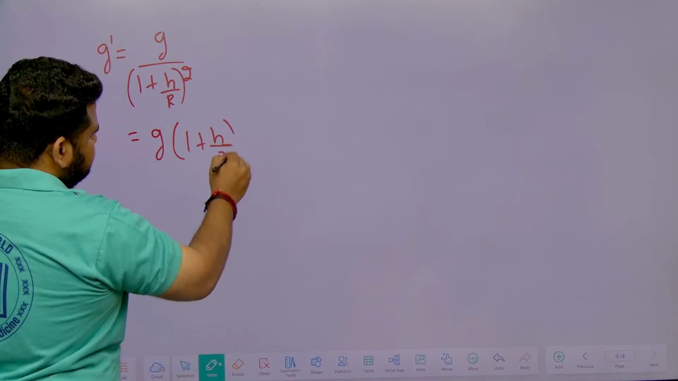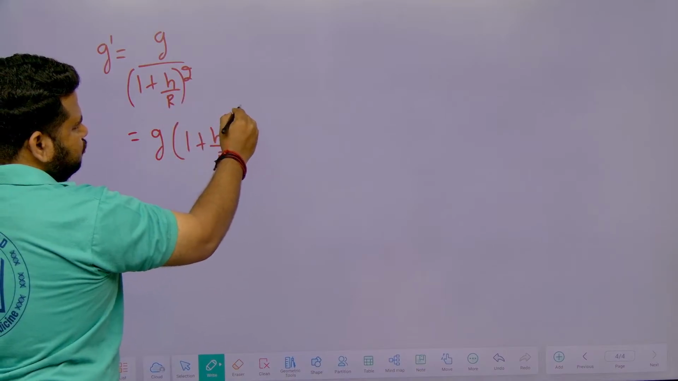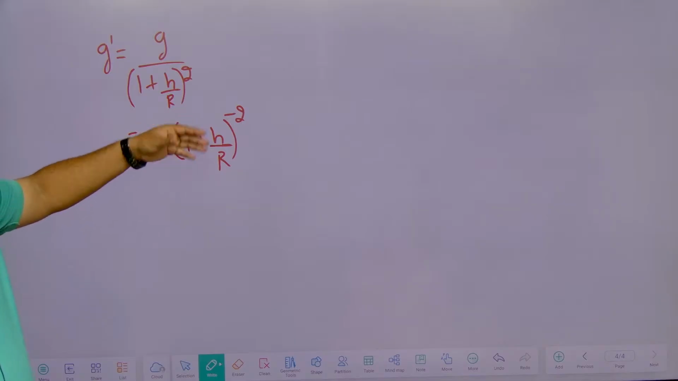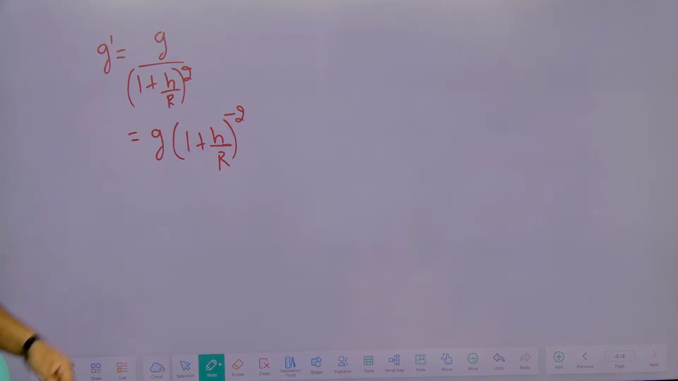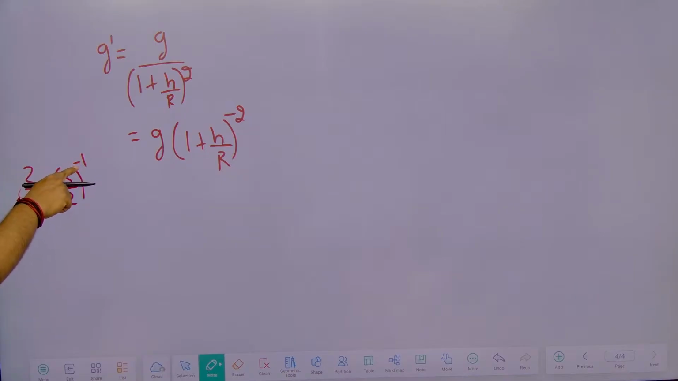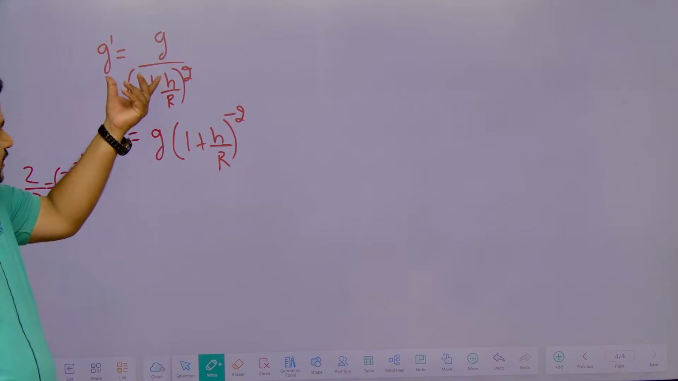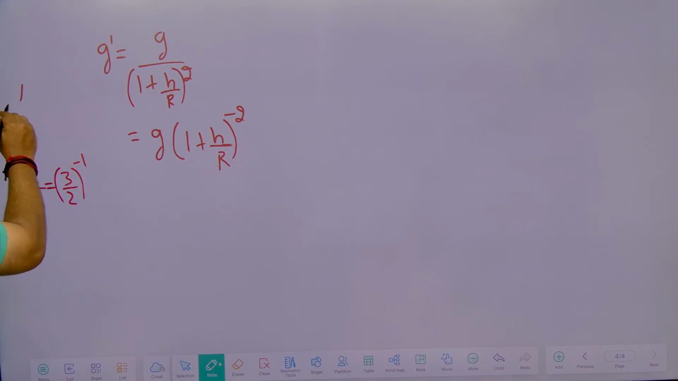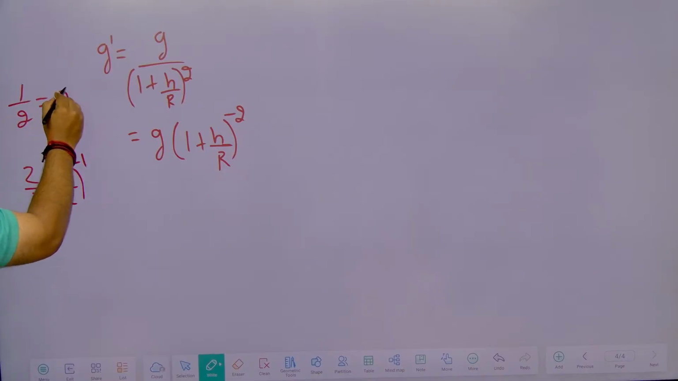H by R, this you take it up means the 2 will become minus 2. If the denominator comes to the numerator, by law of exponents, this will become minus 2. Suppose if I am having 2 by 3, if I write it as 3 by 2, here I should write minus 1. If I write reverse, I should write minus 1. Same thing I have written here. Here it is in the denominator. If I take it to the top, this will become minus 2. Suppose I am having 1 by 2, this I can write as 2 to the power of minus 1.